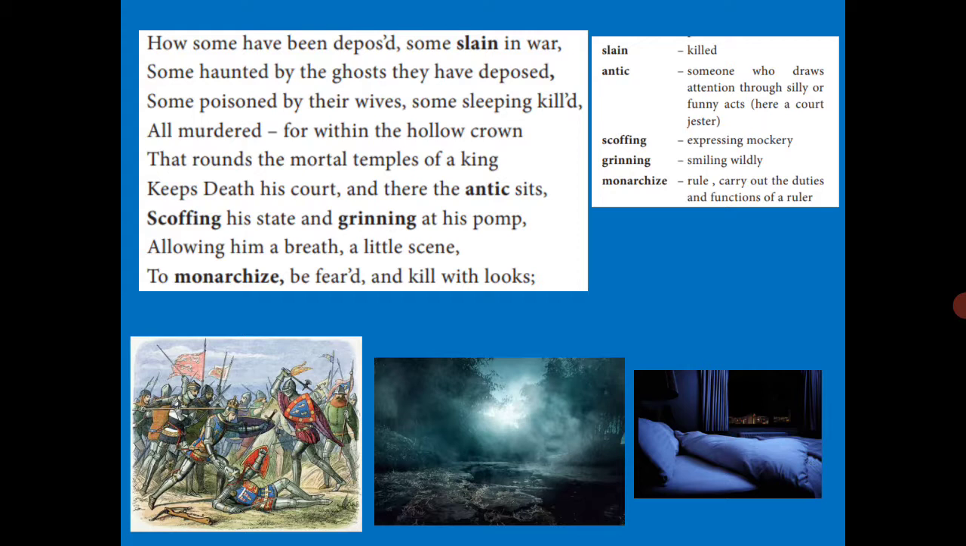At his pomp. You can see the king with all glory, with sceptre, with crown, sitting on the throne with all glory. But death is laughing at them. Death is laughing at the king, giving some time to live, allowing him a breath, a little scene to monarchize. To monarchize means to rule. Death is giving some time for the kings to rule. Whenever they are trying to express the glory, death sits like a court jester and mocks the kings. Be feared and kill with looks. No one can escape death.